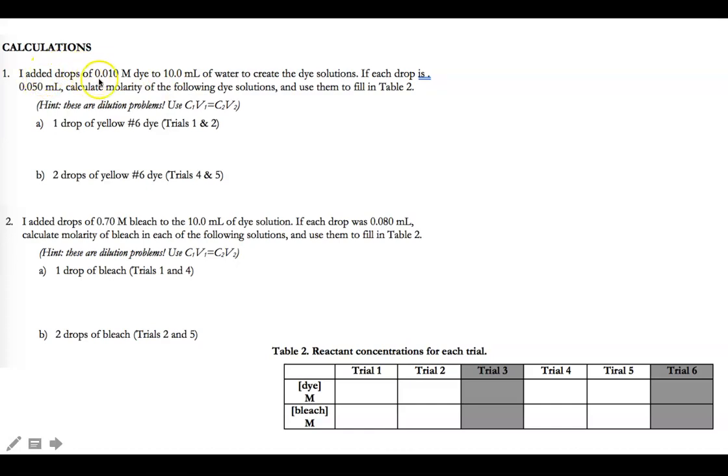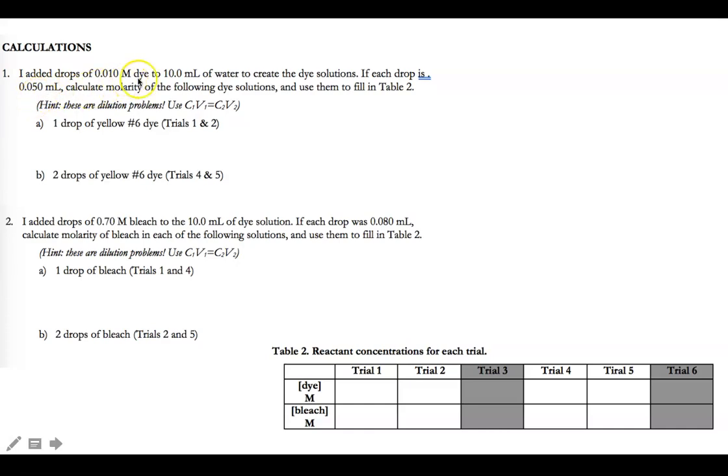So I added either 1 or 2 drops of dye to each of those cups. The dye, the stock solution was 0.01 molar, and I added it to 10 milliliters of water. And we're going to assume that the drop had a negligible volume. So we'll assume the total volume of our solution was 10 milliliters. And that each drop was 0.05 milliliters or 50 microliters.